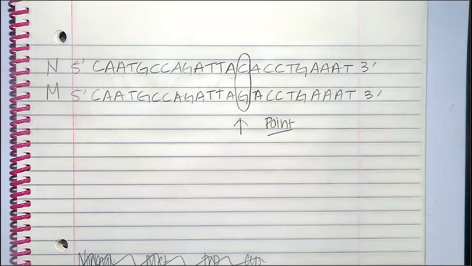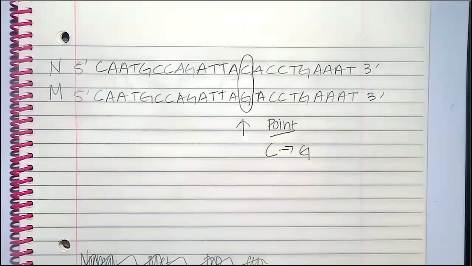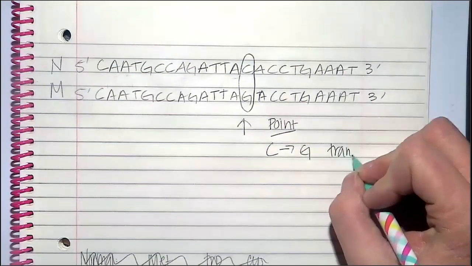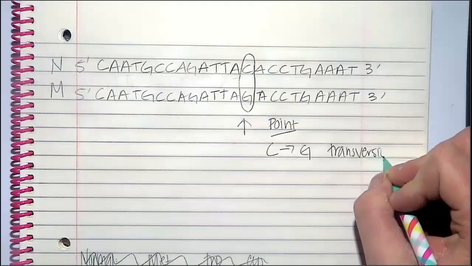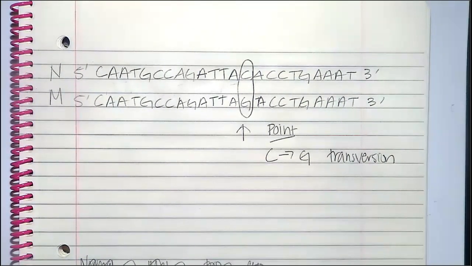So then the next question would be, is this a transition or a transversion? So if we're going from a C to a G, right? A transition is when we go purine to purine or pyrimidine to pyrimidine. A transversion is when we go purine to pyrimidine or pyrimidine to purine. So this will be a transversion. Okay. Then the next question would be, what does this do to the amino acid sequence? Is this a missense, a nonsense, a silent, or a read-through?